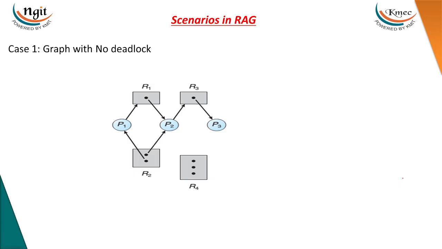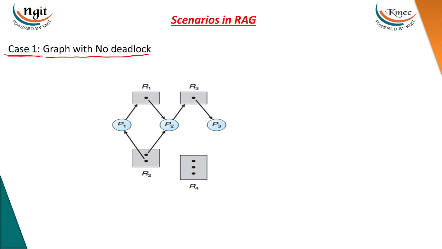So let's see the scenarios of resource allocation graph. In case one, we'll try to find a cycle. If there is no cycle, we can say that there is no deadlock. So let's see a graph with no deadlock.